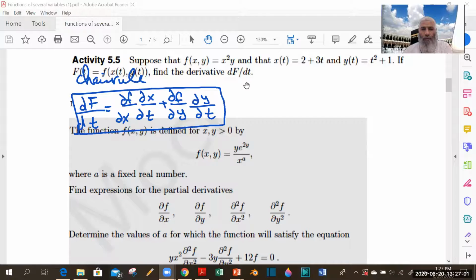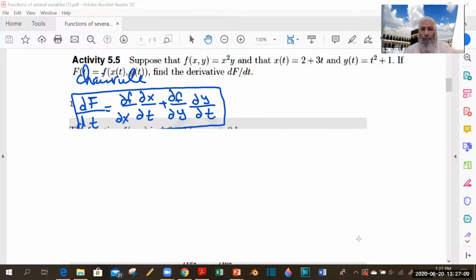Now we can solve. We'll use this rule and solve. What is df/dx? We will take df/dx from here.